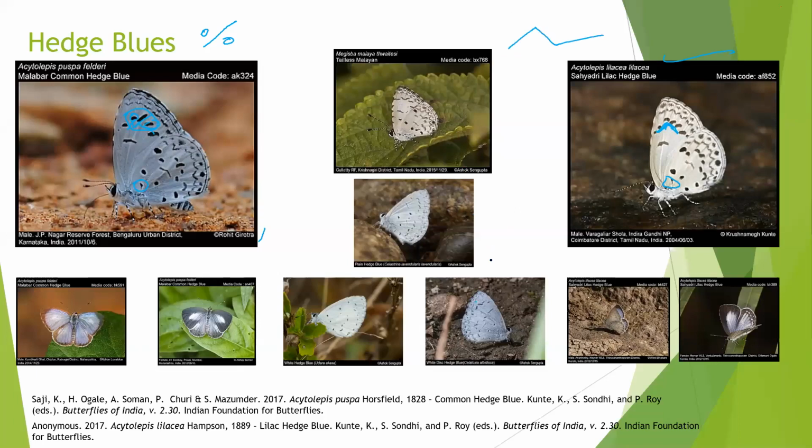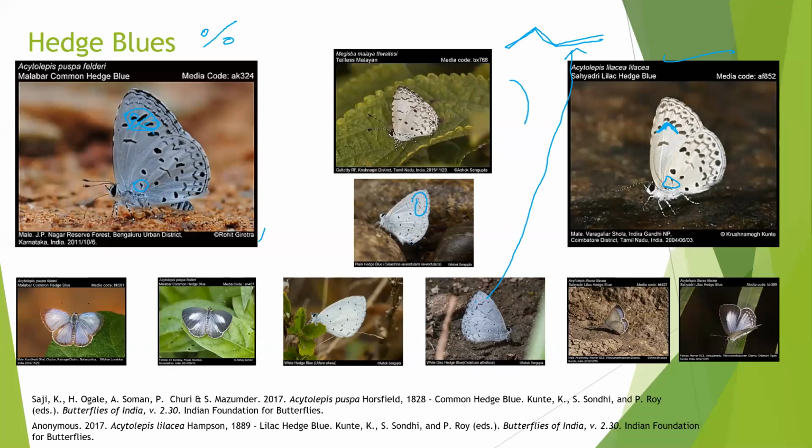This is the hump in the case of the white disc hedge blue. This is the hump. That makes it different from the common hedge blue and other similar hedge blues. In a plain hedge blue, this band is quite curvilinear. This band is curvilinear. It is a curve, unlike the white hedge blue.